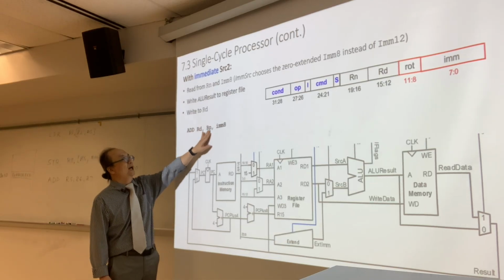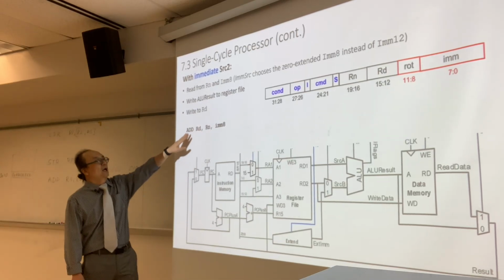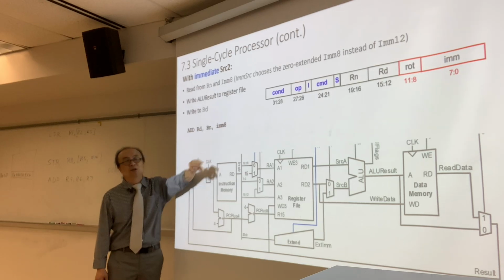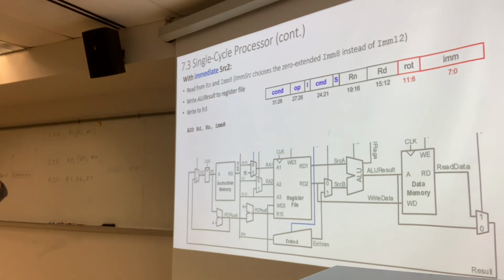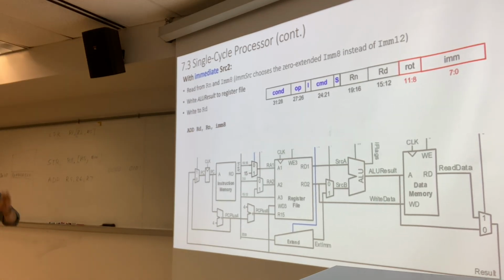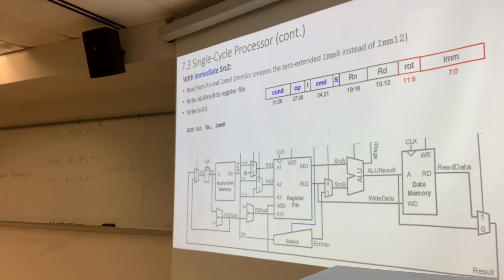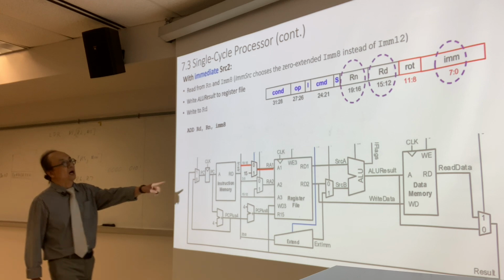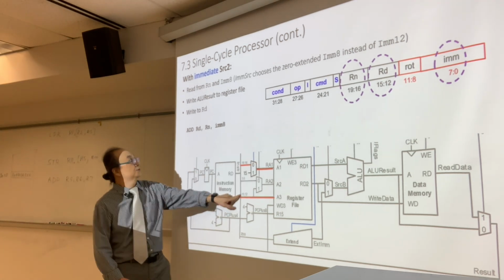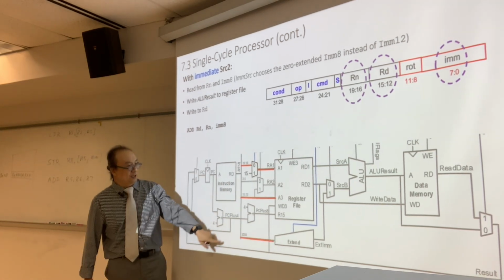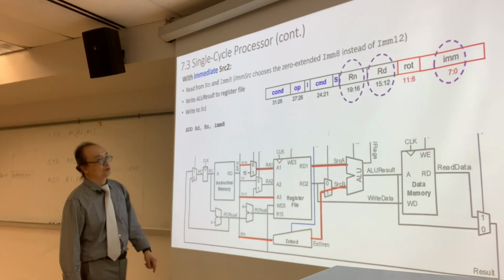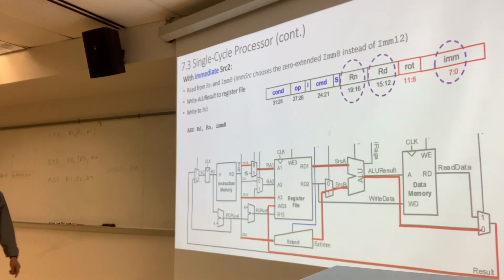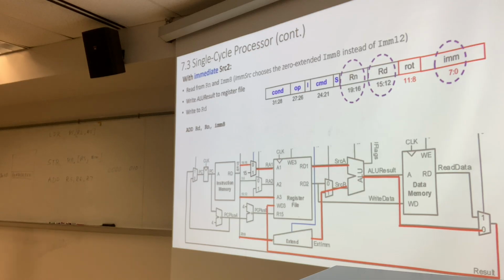Add RD, RN, RM, or add RD, RN, and immediate. There are 3 different types in the data processing instructions, right? Immediate, register, register shift. So let's take a look at this. In this case, we have RN. This is for RD, and then immediate. Go through that, add them up, and bypass, store into register file.